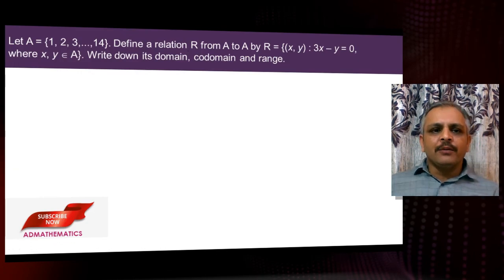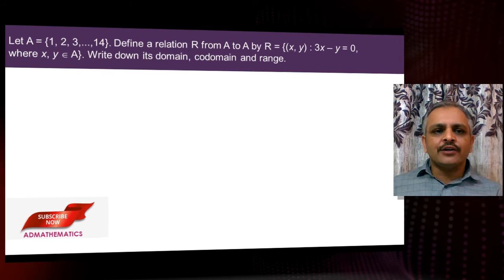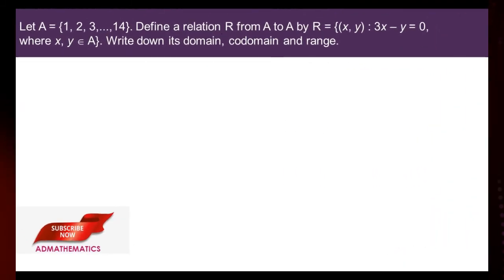So let's solve some problems. Here A is the set 1, 2, 3 up to 14, and we define a relation R from A to A, meaning the first element will belong to A and the second element will also belong to A. And what is the relation? The relation is between x and y such that 3x minus y is equal to 0, meaning y is equal to 3 times x, where x and y both belong to A. What is this method in which we have written this? This is known as the set builder form.